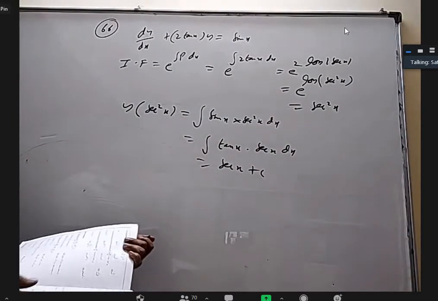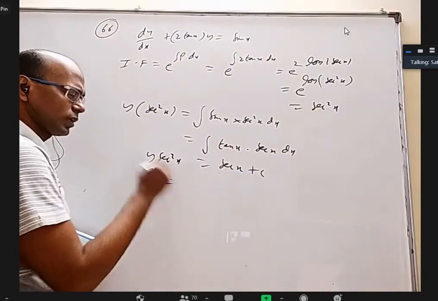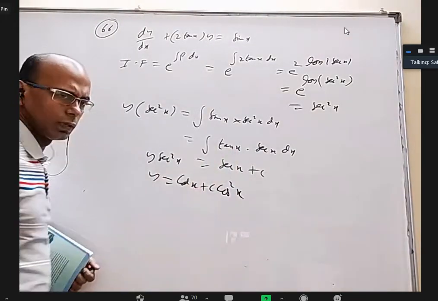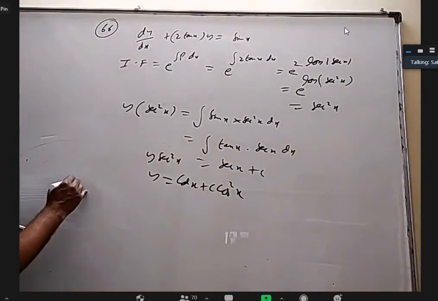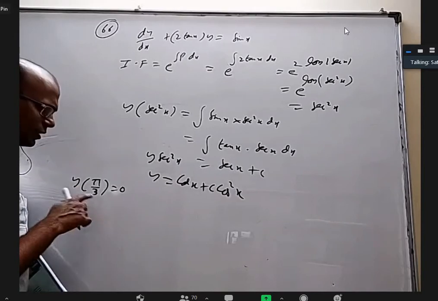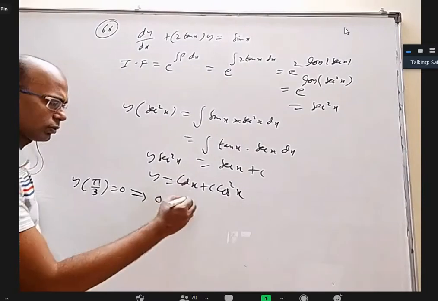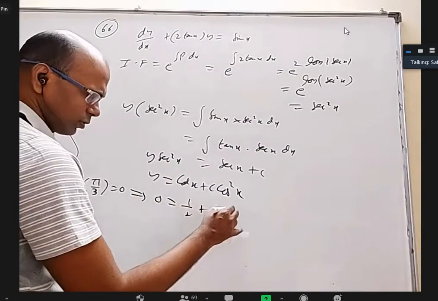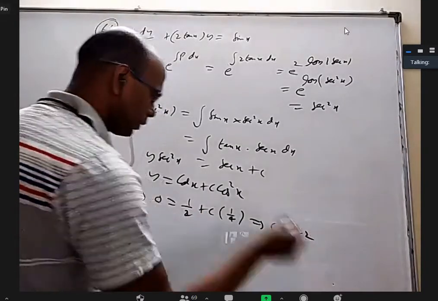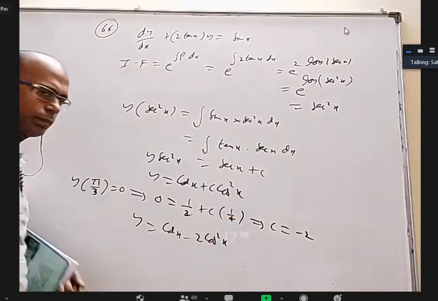And at pi by 3 they gave it is 0. Okay, so y secant square x. We can send secant square x that side. You multiply with cos square x. We'll get cos x plus c cos square x. To find the c value, they said y of pi by 3 is 0. When x is pi by 3, y is 0. So when you use that, you'll get 0 equal to cos 60, which is 1 by 2, plus c into 1 by 2 whole square, which is 1 by 4. And that c will come minus 2. Now put minus 2 back, we'll get cos x minus 2 cos square x.